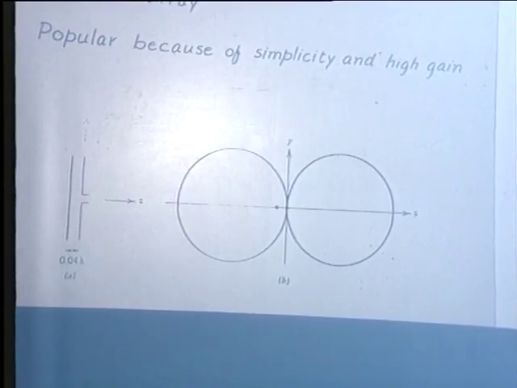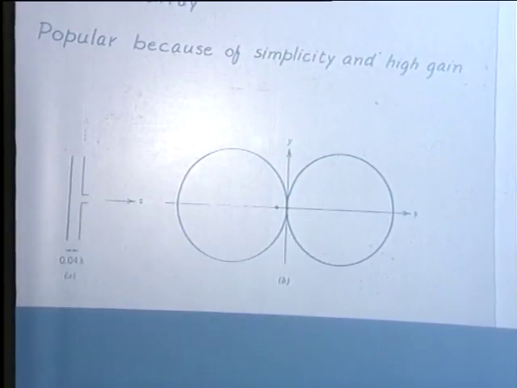And what we are considering is the pattern in a plane which is normal to the axis of these two elements. Okay, that is, in the terminology of the dipole antennas, we are considering the H plane pattern, in which plane individually these will be isotropic radiators, that is, their radiation pattern will be that of a circle. Okay, H plane pattern, a plane which is normal to the antenna axis, where individually these are uniformly radiating.